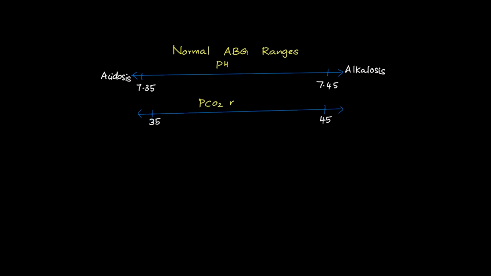These three values form a triangle that every acid-base interpretation starts from. If any of them is off, you match the direction of the change with pH to figure out whether the cause is respiratory or metabolic.